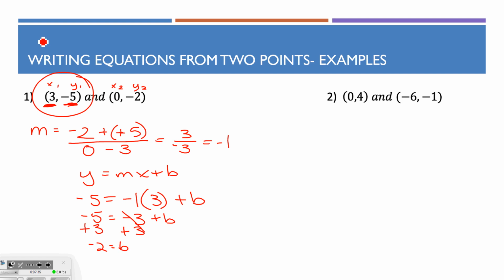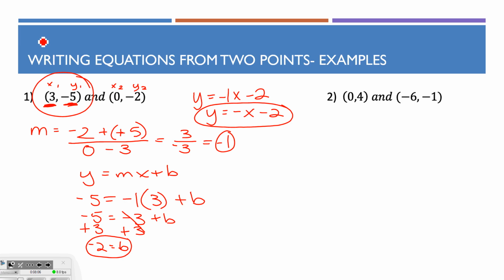So now I have my slope, and now I have my y-intercept. I can actually write my equation now. My final answer is going to be y equals negative 1x minus 2, right? I'm using the slope, and I'm using the y-intercept that I calculated. Now, like what we said before with the lines, if my slope is a 1 or a negative 1, I don't really need to write the 1. So I could take this one step further and just write y equals negative x minus 2.